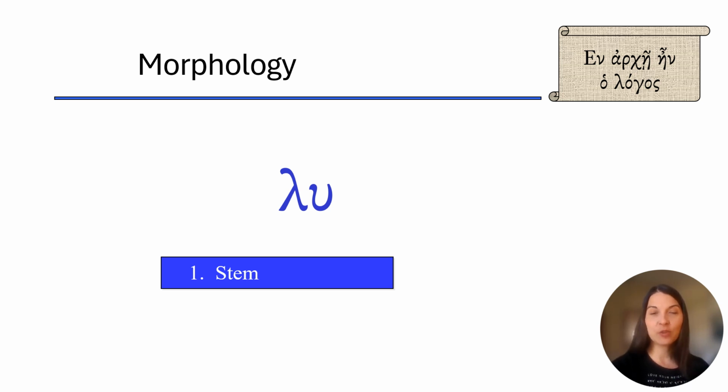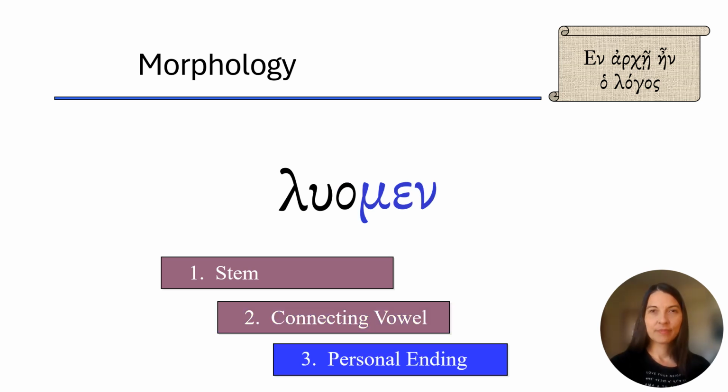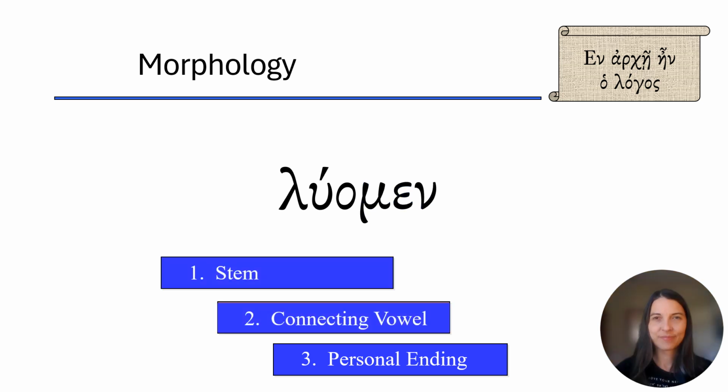In Greek, your stem is the first part and the main part of your verb. To the stem of the verb, you also add the connecting vowel. And finally, you add the personal ending. And altogether, we have luomen, and this is from the word luo. So this means we loose, or we are loosing.